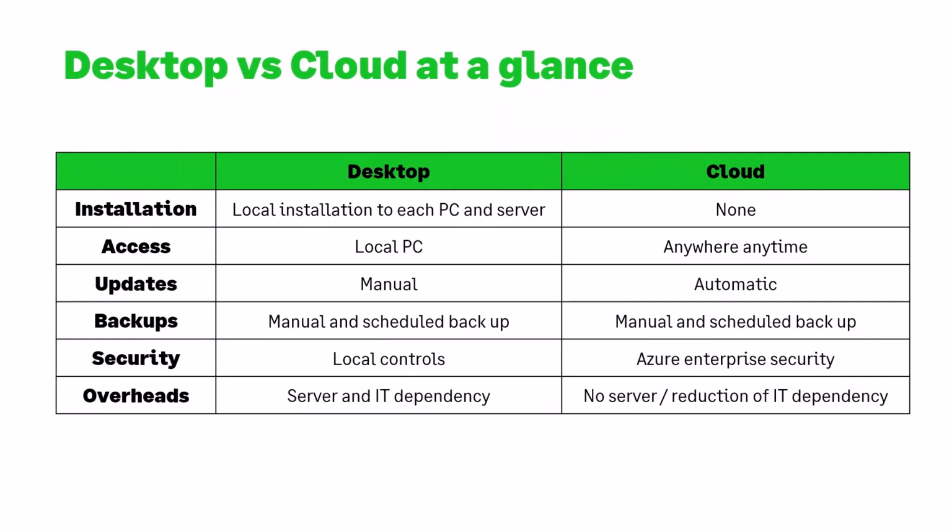Updates. Sage 50 accounts desktop requires manual updates, and this can mean updating the server first if you have one, then connecting the PCs, or all the connecting PCs need to be updated just to make sure that everybody's on the same version. With cloud, this is done automatically for you, so you're always on the latest version.